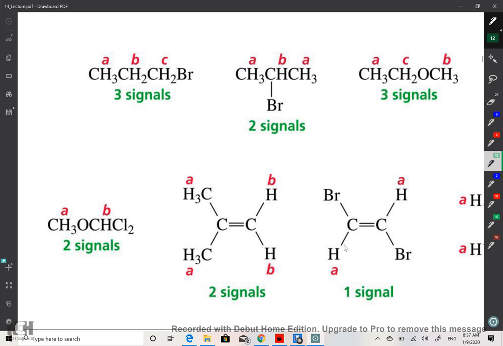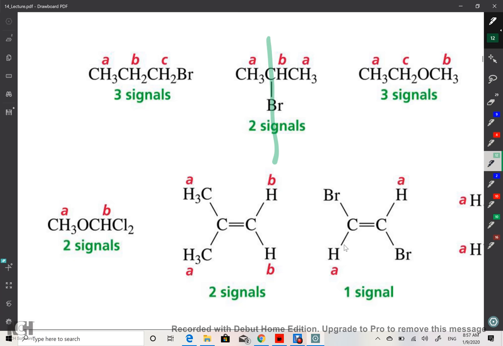You guys understand why the second one will only have two signals, right? Those two CH3 have the same environment, and then the CH is in a different environment. So you only have two signals over there, because that molecule is symmetric. You can see that element of symmetry here.